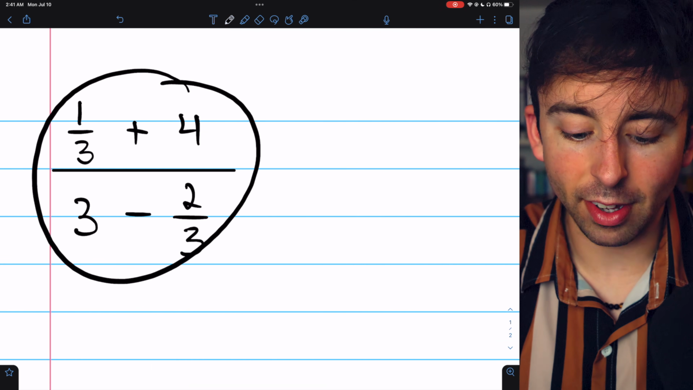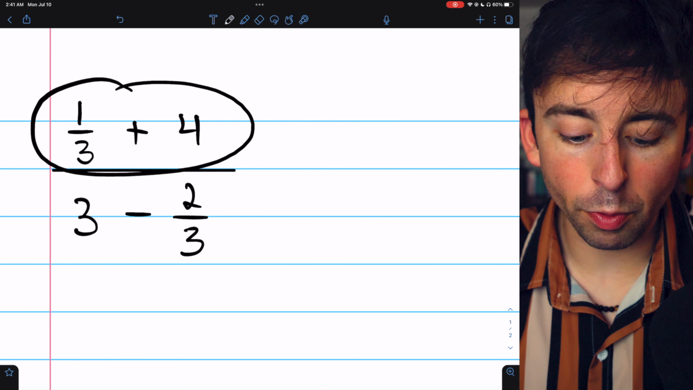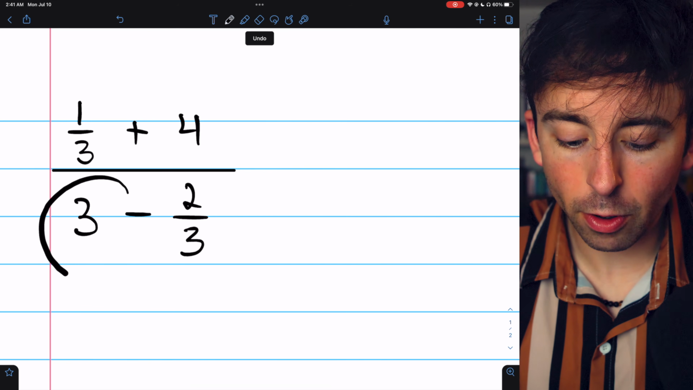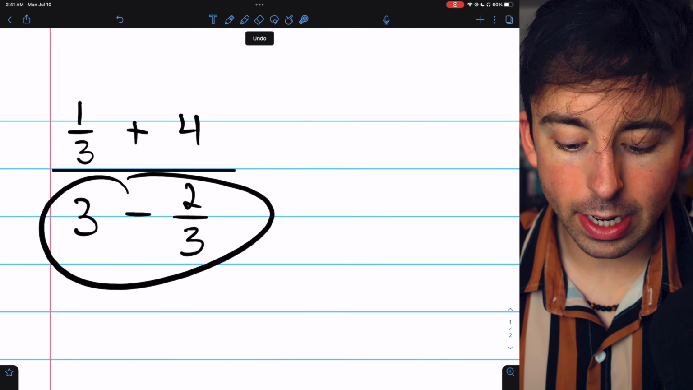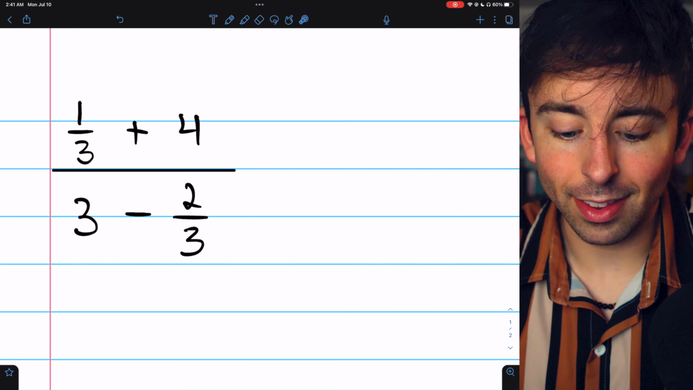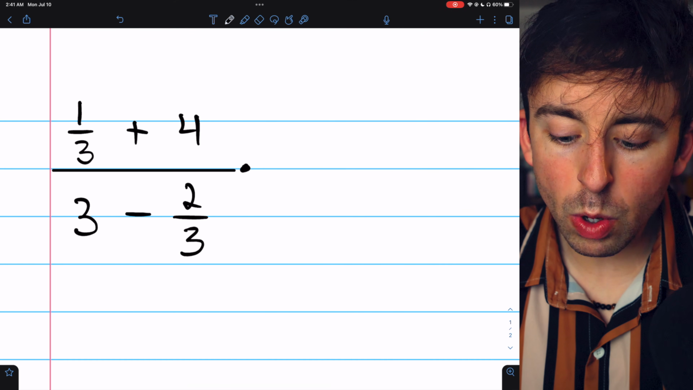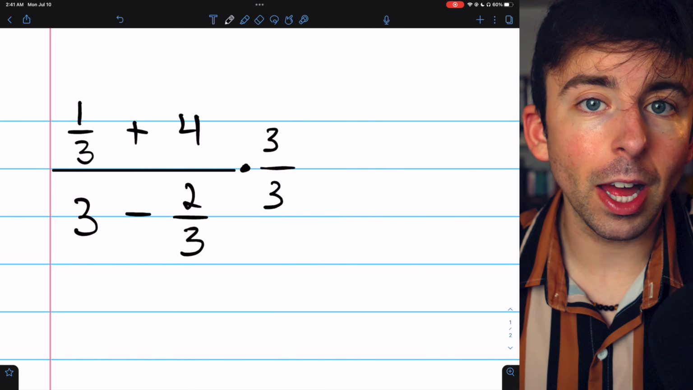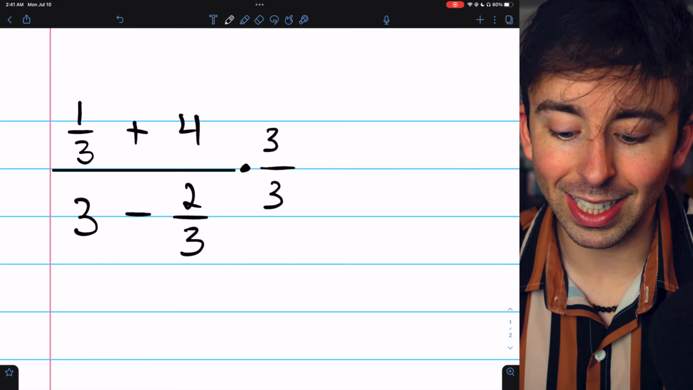Beginning with this example. In this fraction, the numerator has its own fraction that has a denominator of 3. In the denominator, we also have a fraction that has a denominator of 3. So if we multiplied the top and the bottom of the fraction by 3, we would be able to get rid of those denominators. And of course, multiplying by 3 over 3 is the same as multiplying by 1, so we're perfectly allowed to do this.